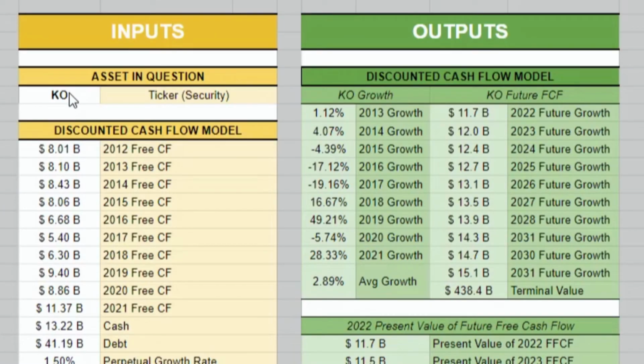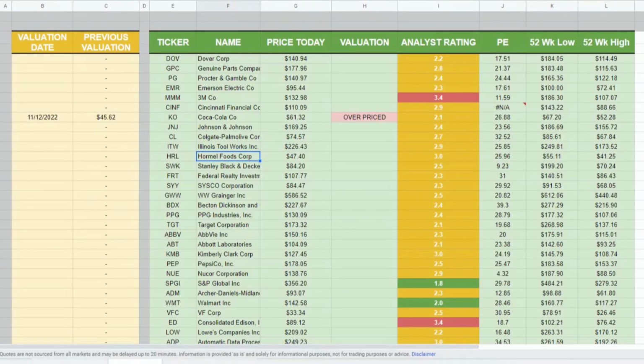Now, I'm going to be doing this with the rest of the Dividend Aristocrat stocks. So if you would like to follow along in this series, over on my watch list, I put together a watch list of these Dividend Aristocrat stocks. And again, like I said at the beginning of the video, all the yellows are my inputs and the greens are my outputs. And today I did Coca-Cola. November 12th, 2022. The current valuation that we are using for Coca-Cola is $48.19. Today's price is $61, so currently it is sitting overpriced.